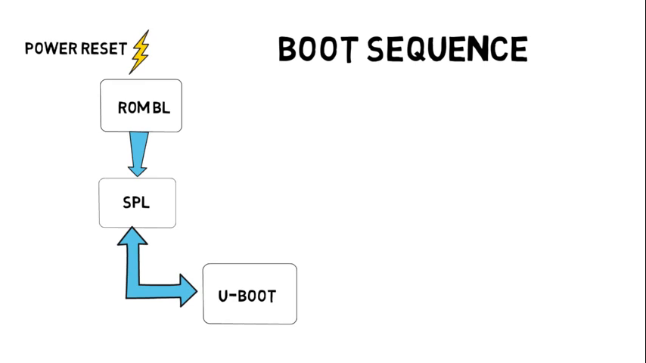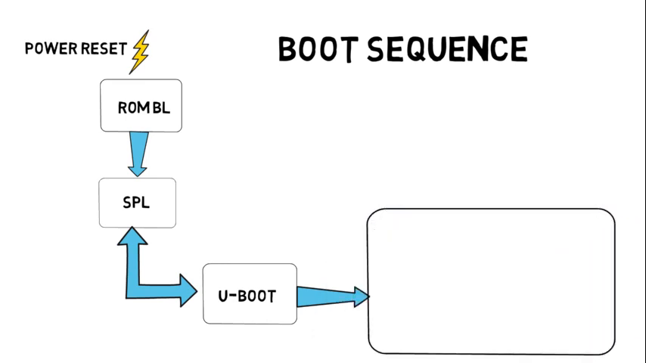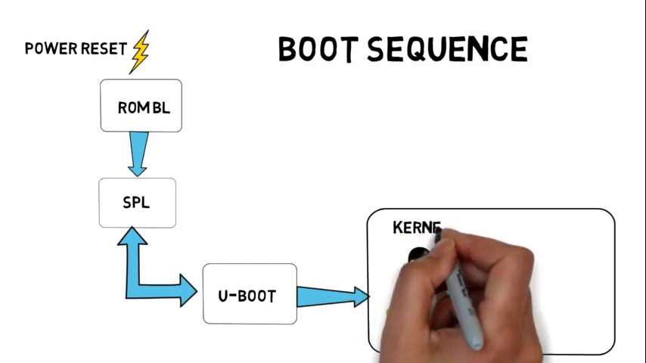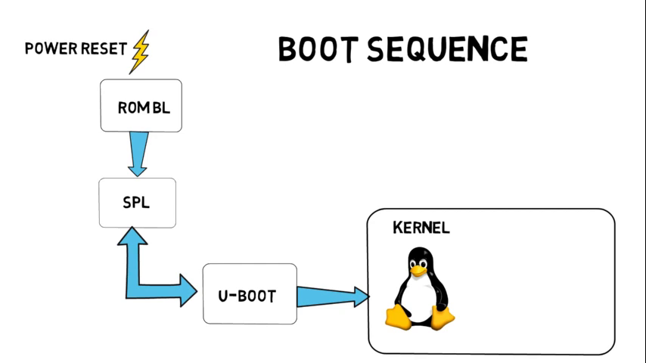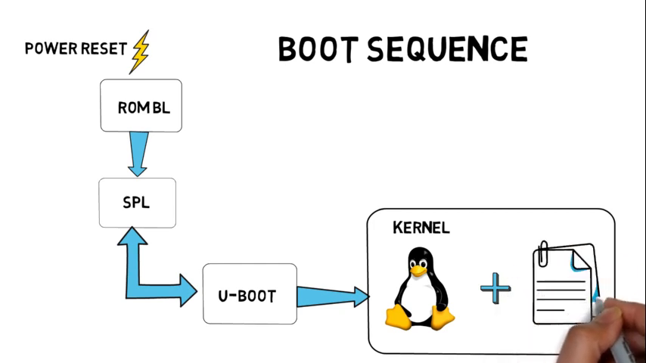The role of the third stage bootloader is to load and execute the Linux kernel from the DDR memory of the board. Like this, the booting actually takes place in three stages. The stages are: the ROM bootloader loads SPL, and the SPL loads the third stage bootloader. Then the third stage bootloader, or U-Boot, loads the kernel and the root file system.